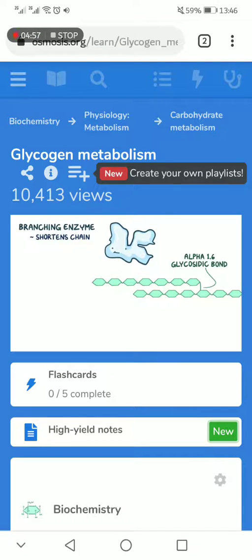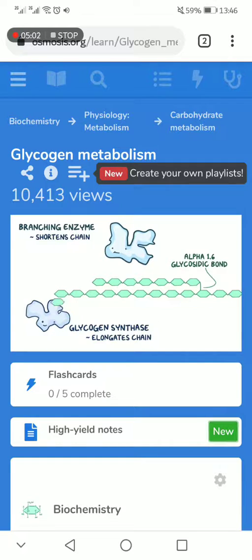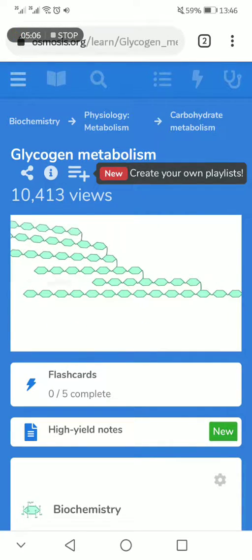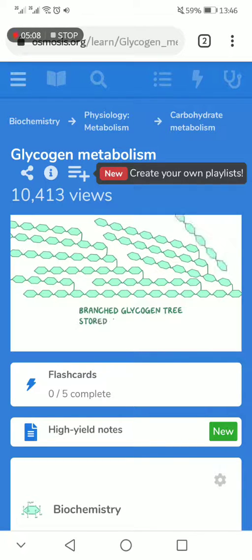And as soon as you've shortened the linear chain, glycogen synthase will elongate it once again. This happens over and over again, resulting in a branched glycogen tree to serve as stored energy.